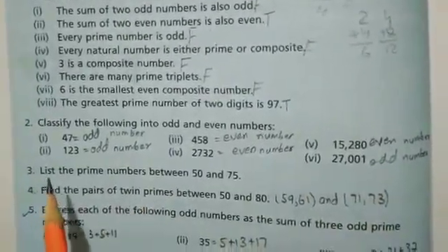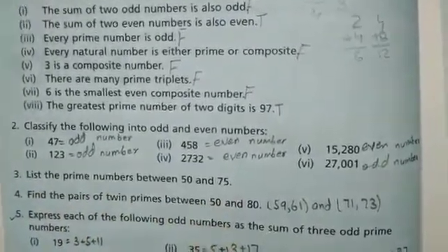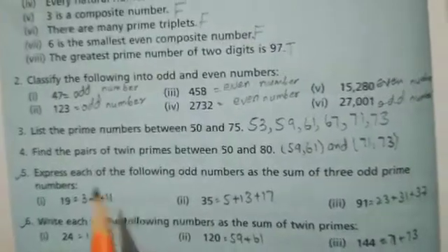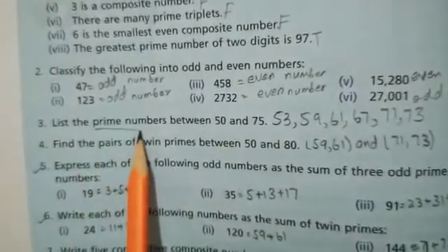Third one, list the prime numbers between 50 and 75. Okay, students, first we repeat the definition of prime number. What is a prime number?